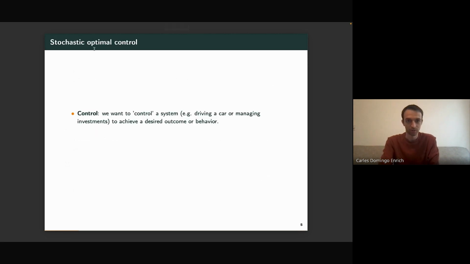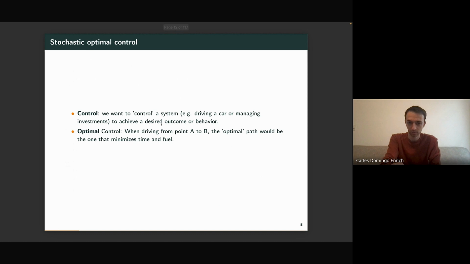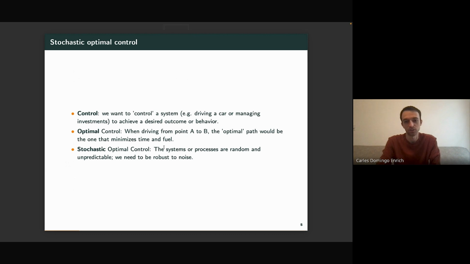Okay, so now I'll present in a bit more detail what stochastic optimal control is. Control means that we want to control a system, like driving a car or managing investments, to achieve a desired outcome or behavior. And optimal means that, say, when we're driving from point A to point B, the optimal path would be the one that minimizes time and fuel. So we're actually minimizing something. And stochastic just means that the systems or processes are random and unpredictable. So we need to be robust to noise.